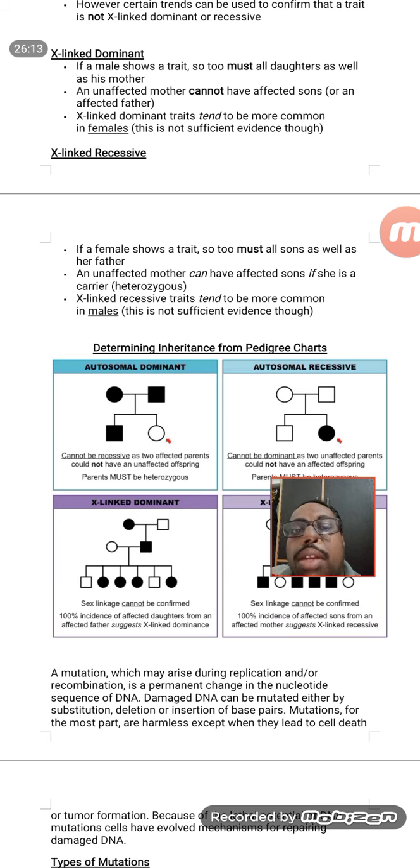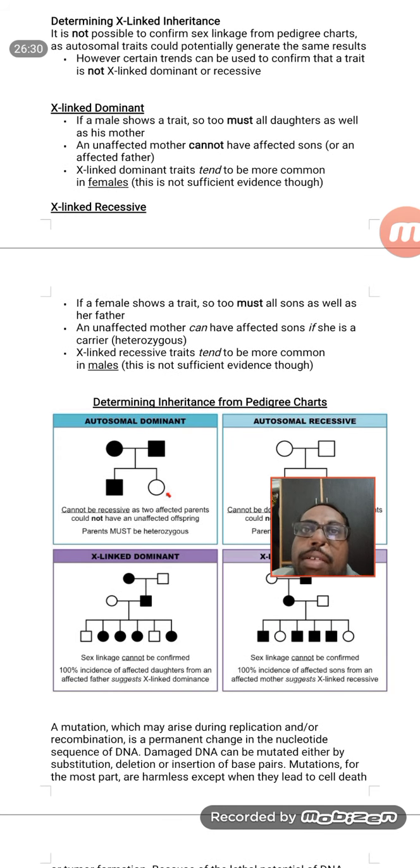But when it comes to a recessive trait, it may skip generations. It may not be there in the first generation, it will be there in the second generation. It may not be there in the parental generation, it may be there in the first generation. That you have to keep in mind.